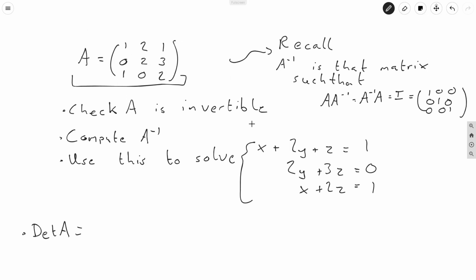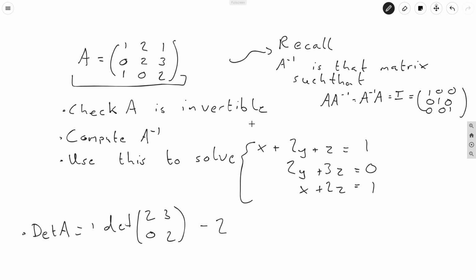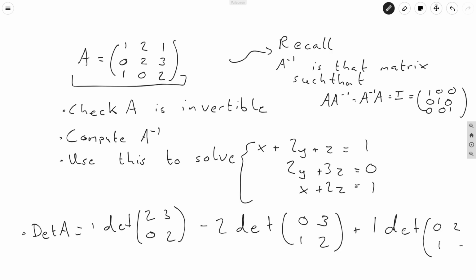So the determinant of A is: we look at the top left entry, write it down, and take the determinant of the remaining submatrix, 2, 3, 0, 2. If you're having trouble with this, feel free to pause the video and look at our determinant video. Then minus 2 times the determinant of 0, 3, 1, 2, and plus 1 times the determinant of 0, 2, 1, 0.